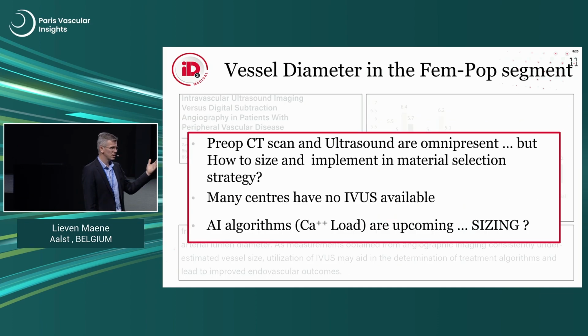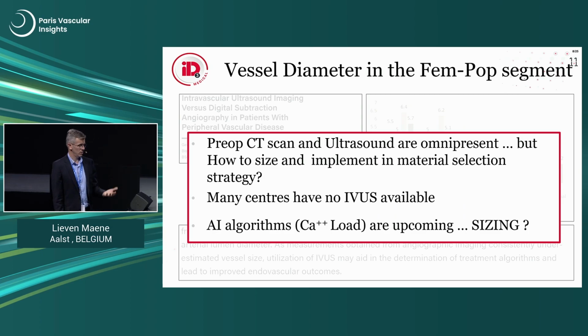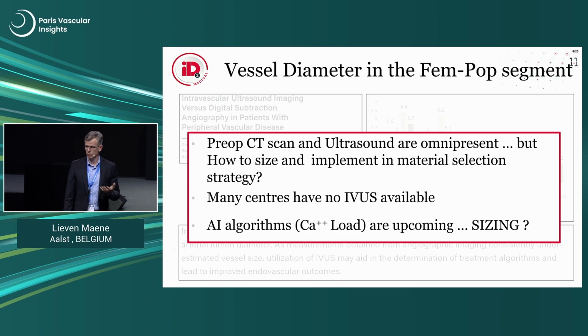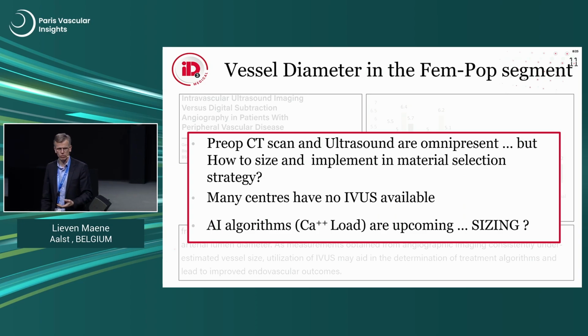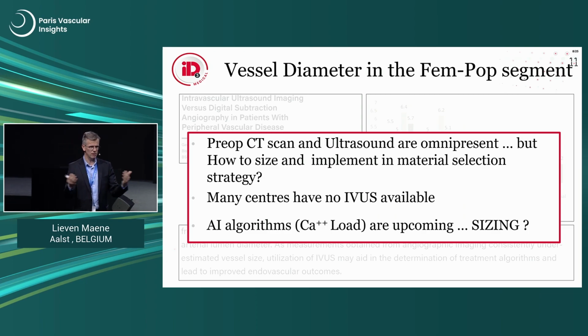But then I ask myself, you have your CT scans in a lot of patients, you have your ultrasound. This gives us a lot of information. So what are we actually lacking to plan our procedures? For me, it's the way to size. What size should we take? Maybe we can discuss later or tomorrow how to size on CT, on ultrasound, and then make the right selection in the materials.